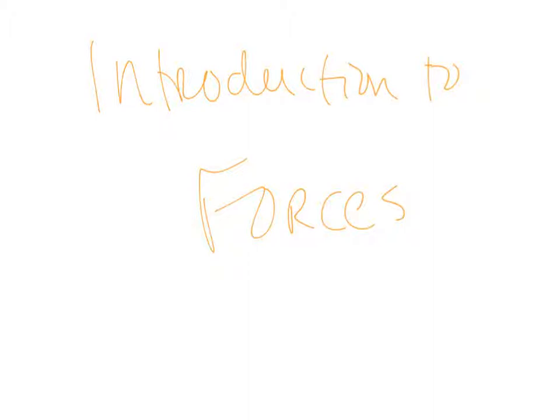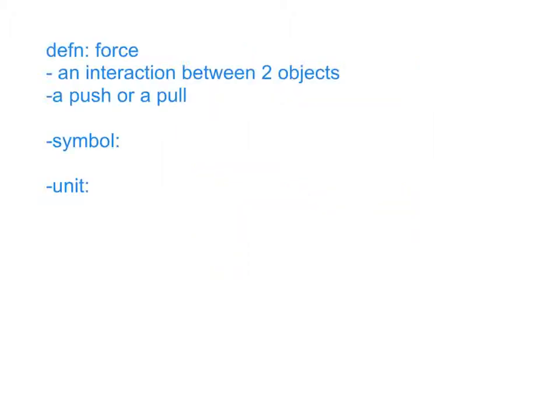So, introduction to forces. Let's begin with what a force is, and then we're going to define certain types of forces, and then finally get to force diagrams. A force is an interaction between two objects. It's also a push or a pull. So any object is going to have some kind of interaction with any other object, so we've all got forces acting on us all the time. The symbol for force is a capital F, and the unit for force is the Newton. And the symbol for Newton is a capital N.